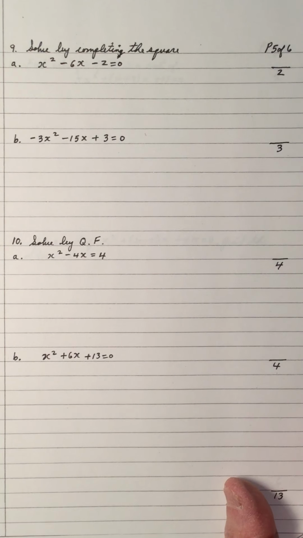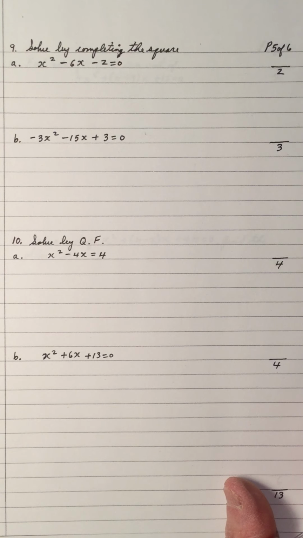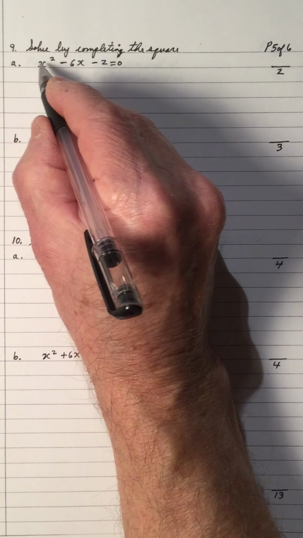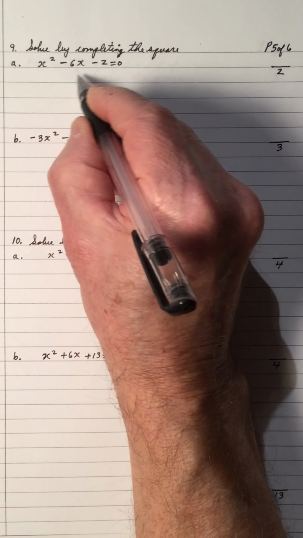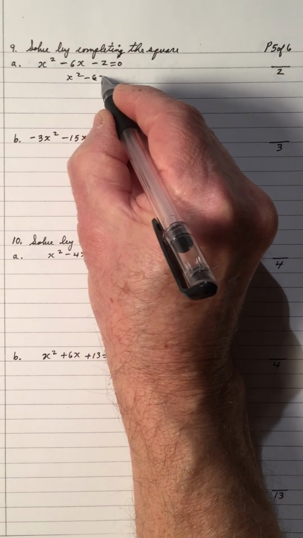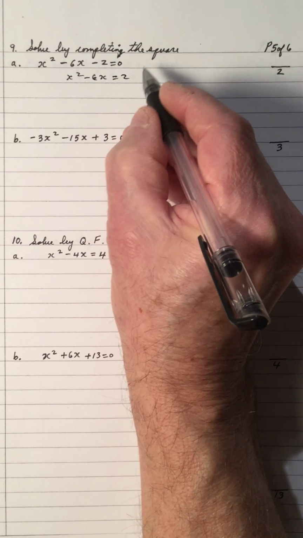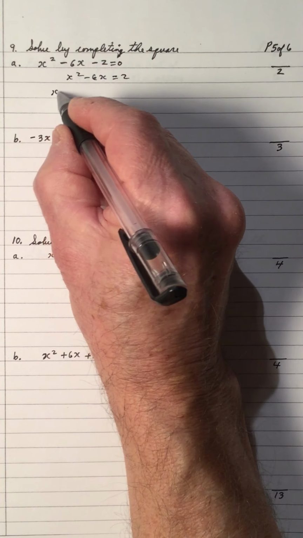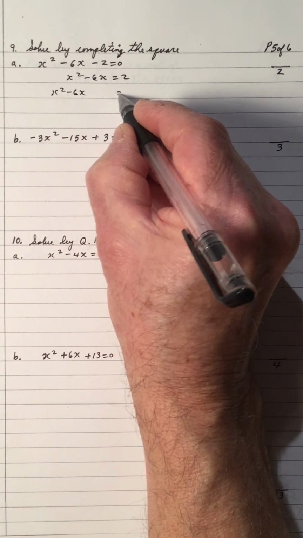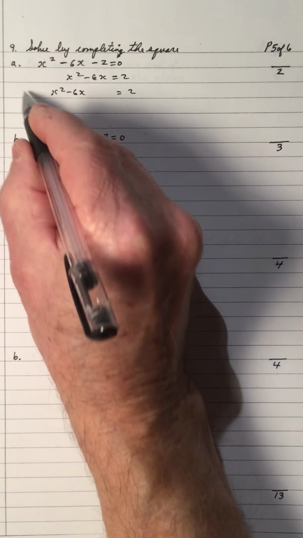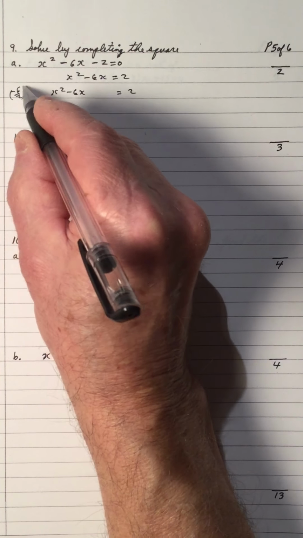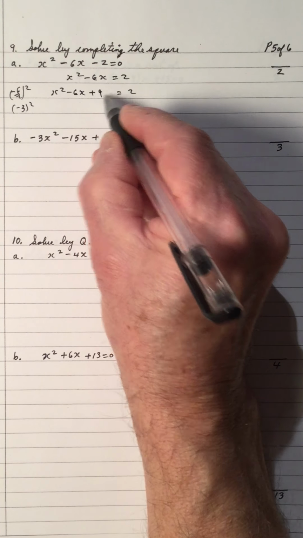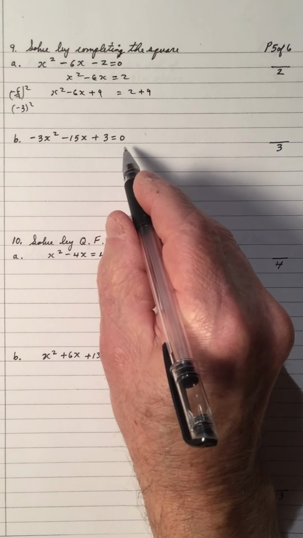Now we have another method, solve by completing the square. Here we go. When we complete the square, we have to have this coefficient of 1. So we already have a 1. So we move the 2 over, make it plus. This is a 1 that we already want. So to complete the square, here we go. Again, we take a half of the negative 6 and square it. So that's negative 3 squared, which is a plus 9. So we add the plus 9 to both sides.